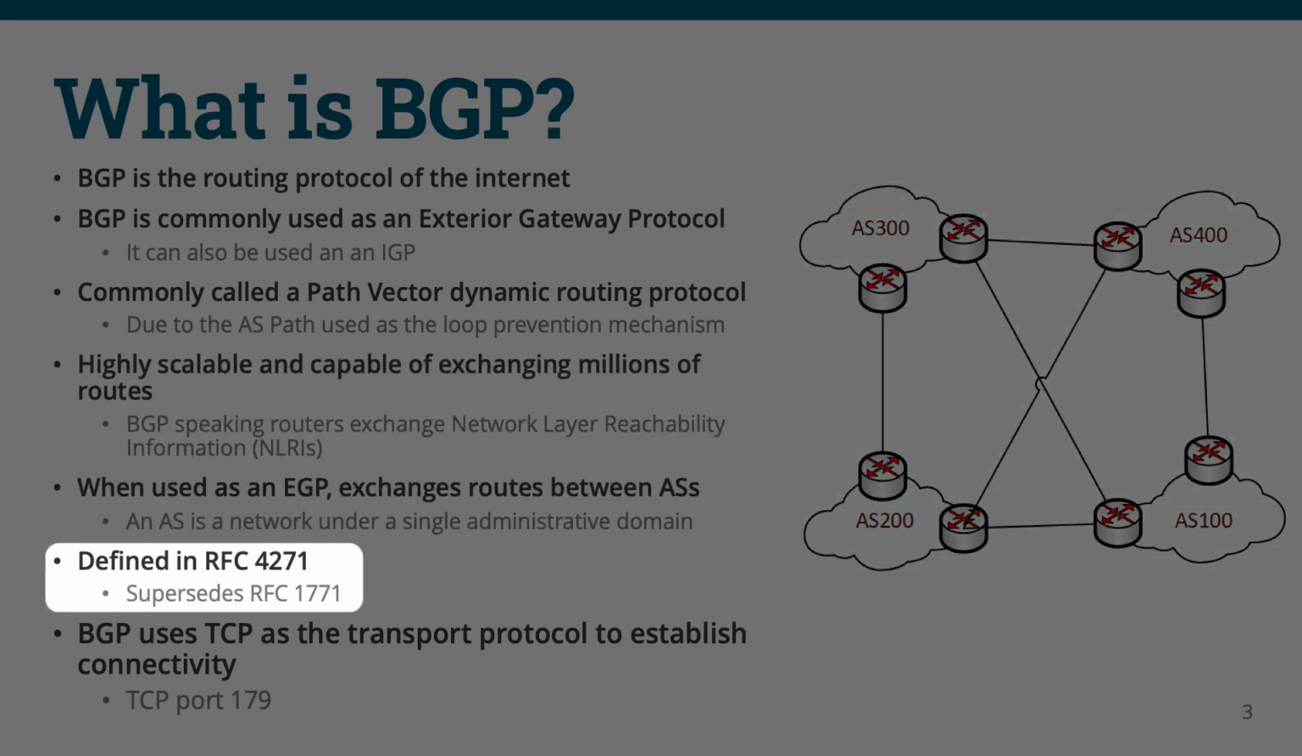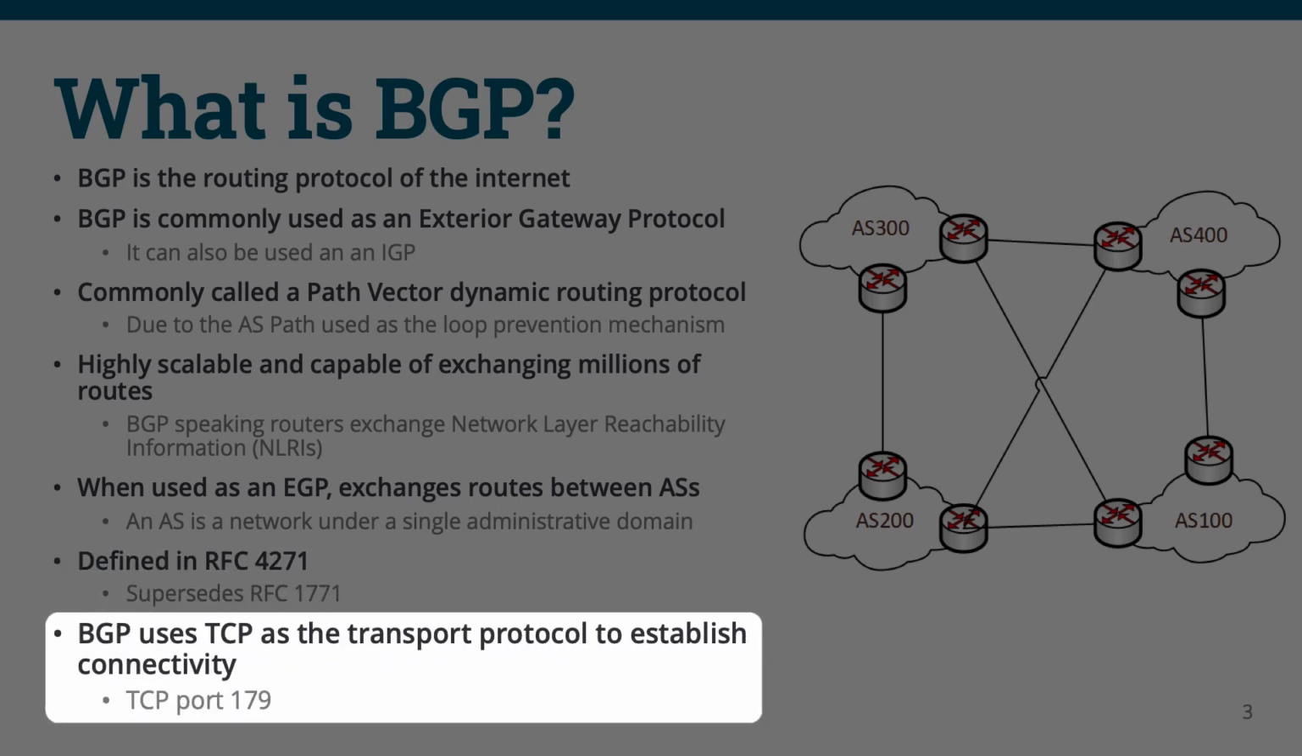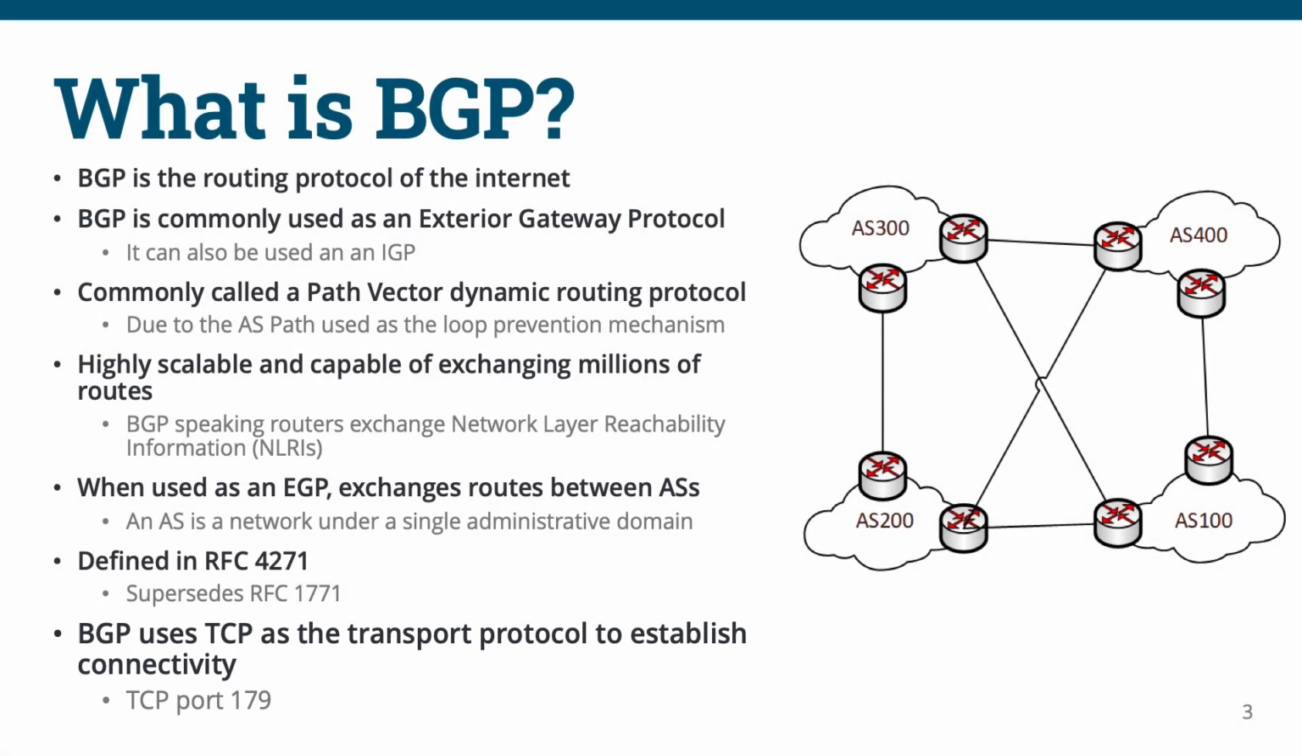BGP is most recently defined in RFC 4271, which supersedes RFC 1771. And finally, an important note that really differentiates BGP from other dynamic routing protocols is that it uses TCP as the transport protocol. Specifically, it listens over the well-known TCP port 179. TCP fundamentally provides reliable communication between nodes.